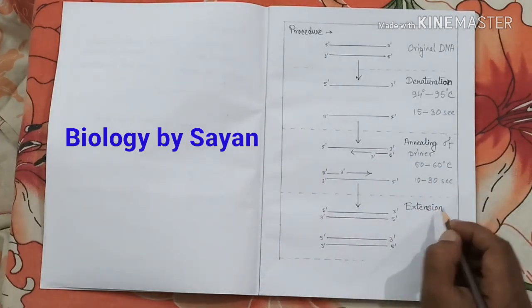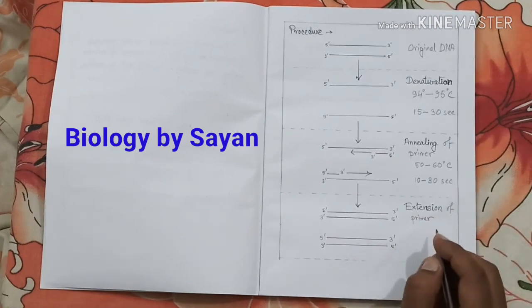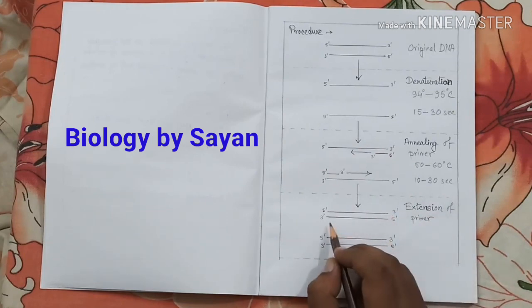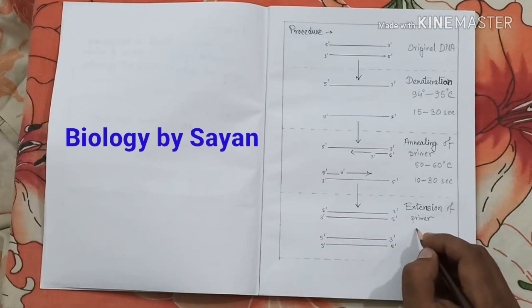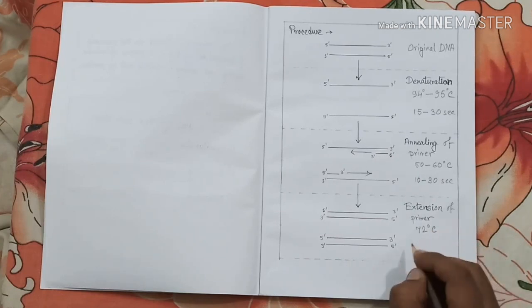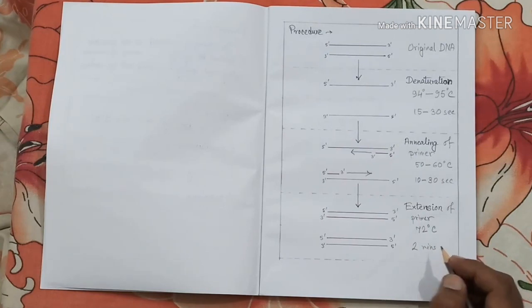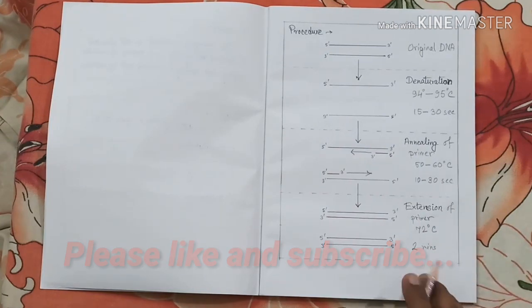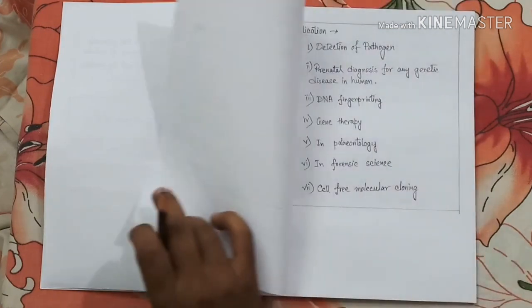After that, extension of the primer takes place by the Taq polymerase. Here in this diagram, we can easily find that the primer has been extended by the Taq polymerase, and for this purpose we have to keep the solution at 72 degrees Celsius for 2 minutes. Thus, a single cycle of PCR has been completed, and I hope that students will find this entire procedure diagram very useful. Now, we will move to our next topic.